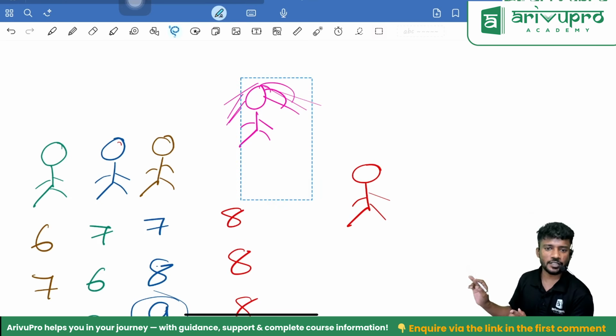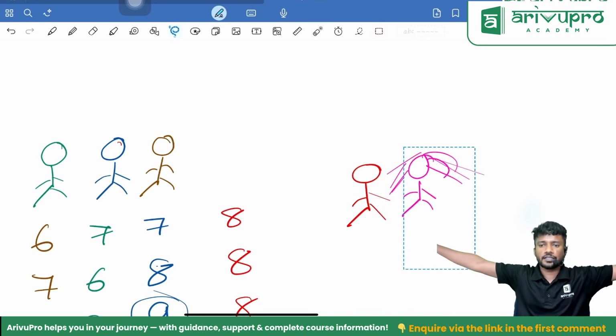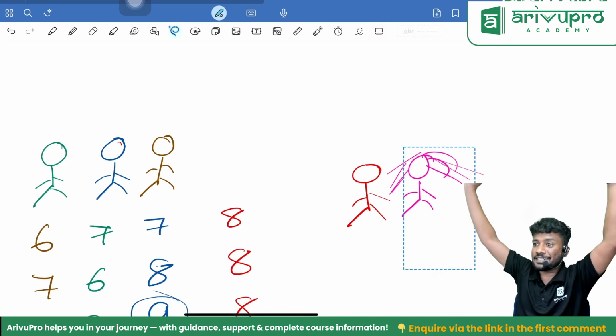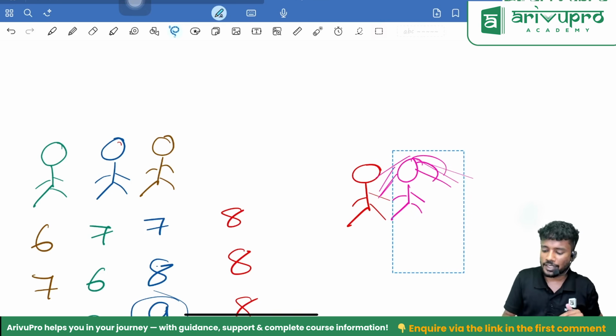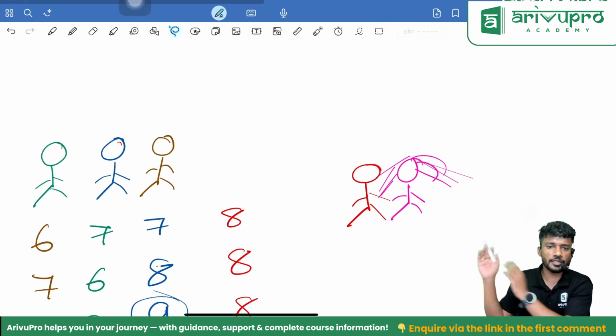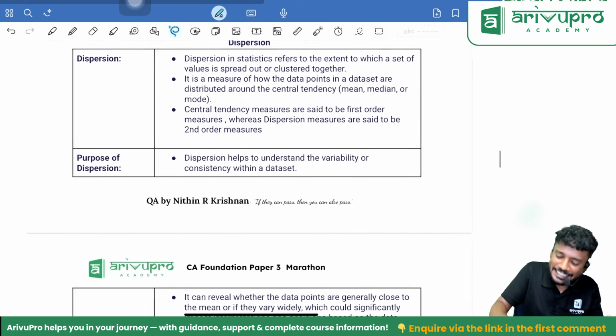What is dispersion? Dispersion is nothing but a measure of spread or measure of deviation from the central tendency value. That's what we are going to learn. Yeah, then they got married. They had small red boys. Yes, kids. Yeah. Now, dispersion.